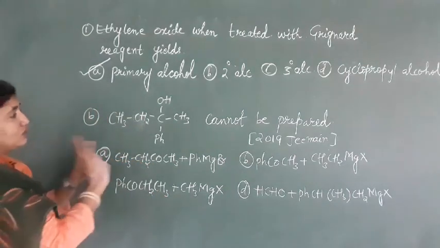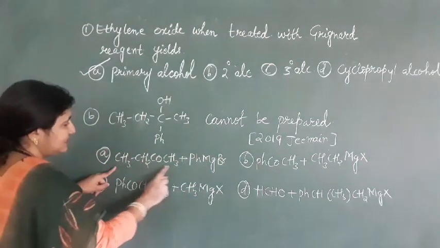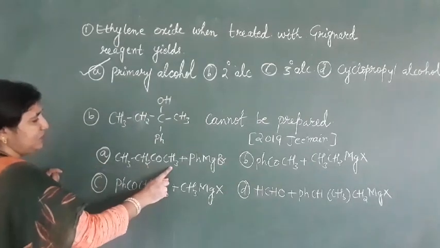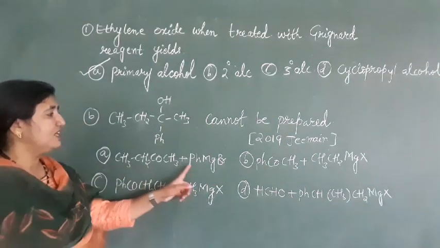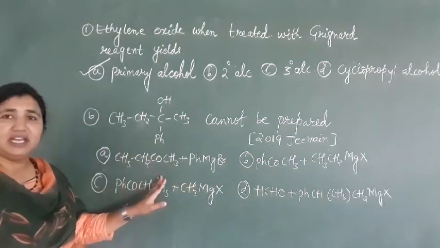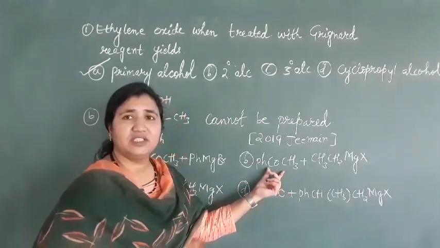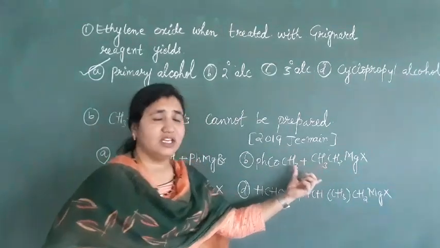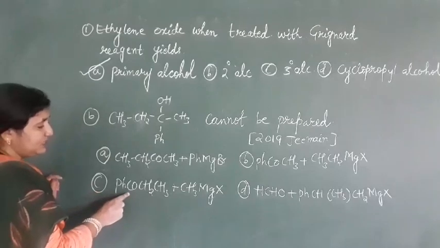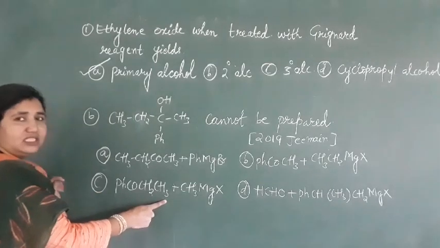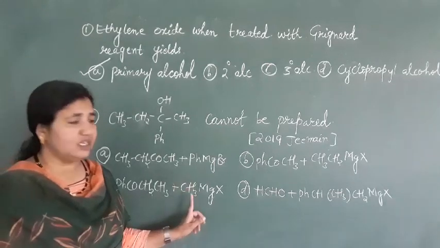So the options: cannot be prepared by what? First is this ketone, butanone, CH3CH2COCH3, plus PhMgBr. Yes, it will give this product. Again, this is PhCOCH3, also a ketone, and this is the Grignard reagent. Yes, they can give the product. Again here, PhCOCH2CH3, phenyl group, C double bond O, and CH2CH3, is also a ketone, and it reacts with Grignard reagent and gives the product.